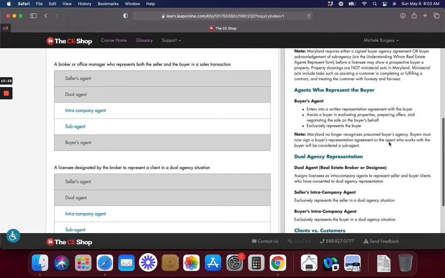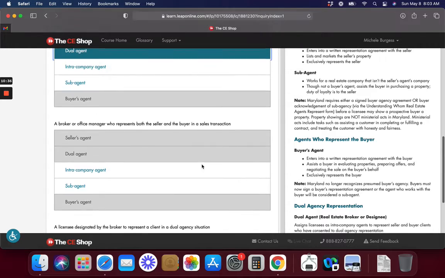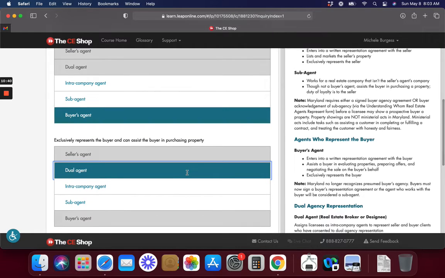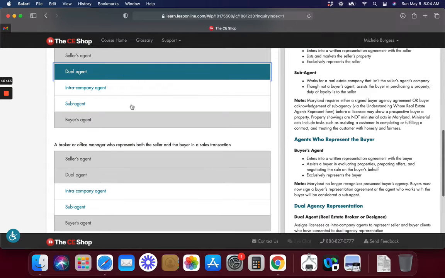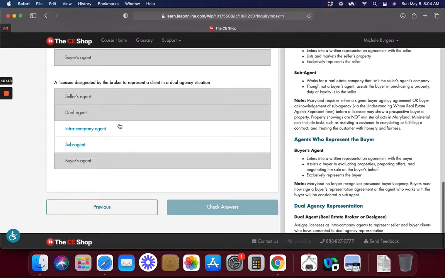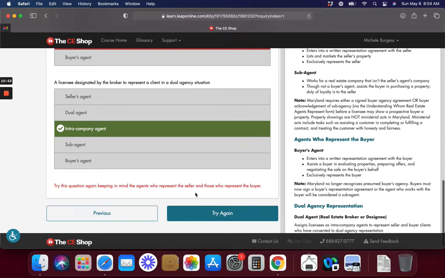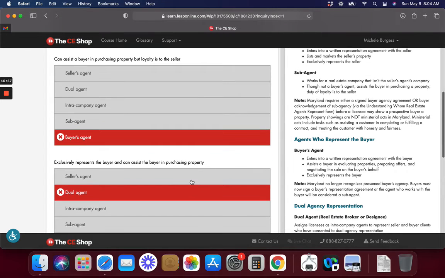All right, what does it say about sub-agent up here? Anything? Works for the real estate company that isn't the seller's agent company. It assists the buyer in purchasing a property. Okay, so that's not correct. I guess you can't go back and change these things. This one is a buyer's agent. All right, let's take this off. Can we take these things off? I don't think we can take them off once we screw up. So we'll just have to take it again. Okay. So of course we screwed up because I can see we screwed up.